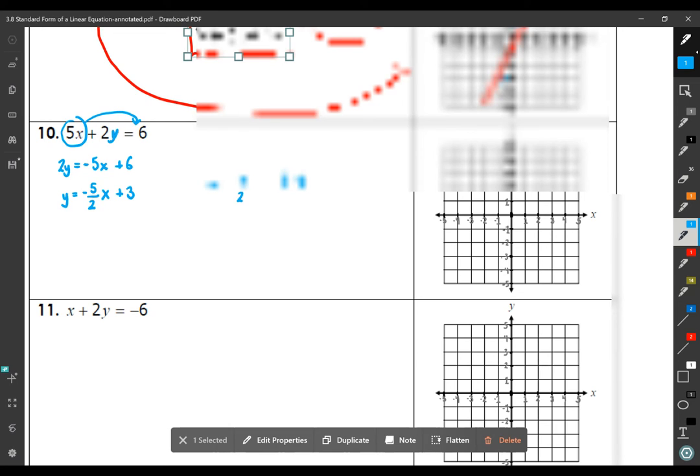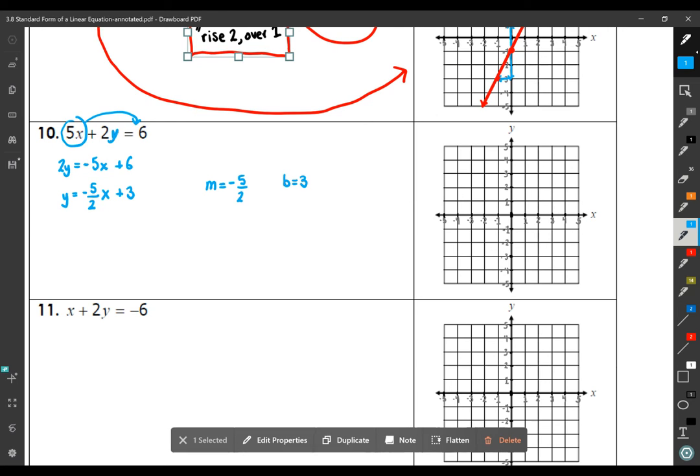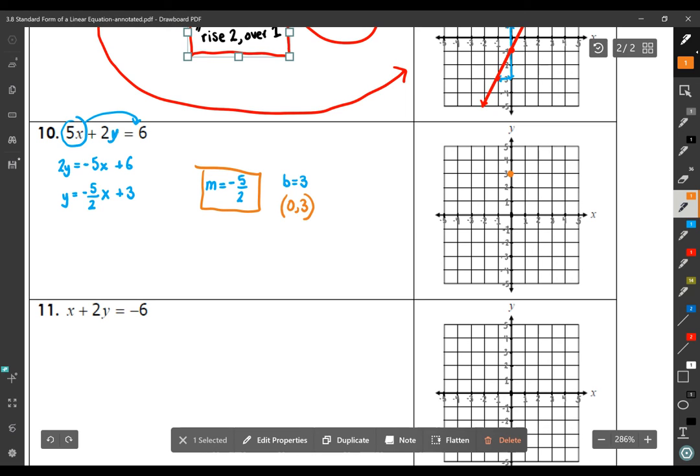So again, I use this information to graph. So what I start with is my y-intercept. That tells me my first point. So let's go ahead and put my first point down, 0, 3. Now we're going to use my slope to find the next points. So again, it says down 5, right, because it's negative, down 5 over 2.